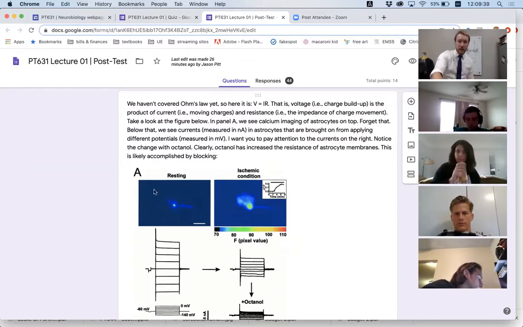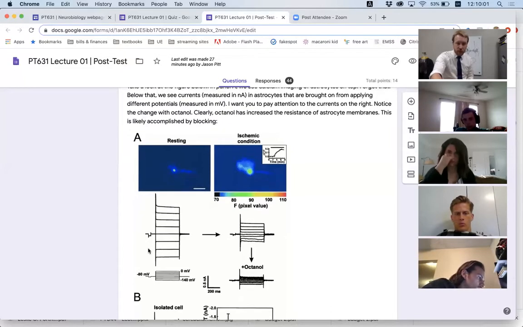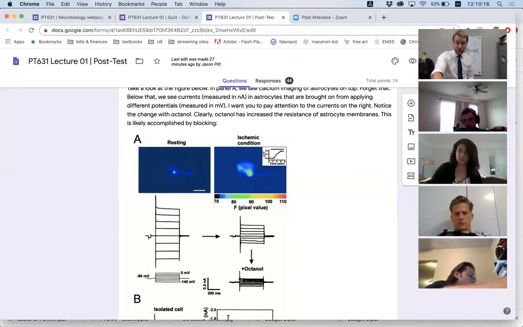In panel A, we can see some calcium imaging. A little bit of calcium here, a whole lot more here. All right. Who cares about that? Good thing I said that. Okay, below that we see currents that are measured in astrocytes. And these currents are brought on by applying different potentials. So we apply a potential. This is just like what we saw before. Apply potential, measure a current. Look at how the current changes. So we're applying the same potentials, we're getting less current.